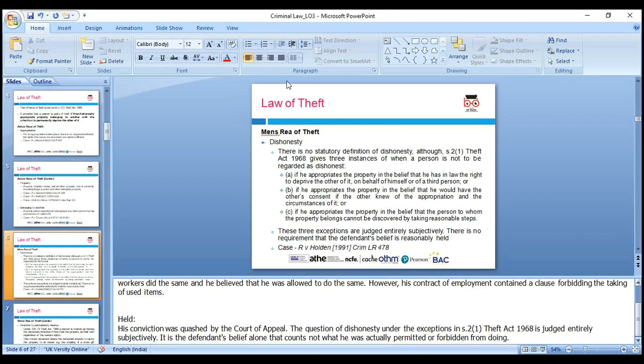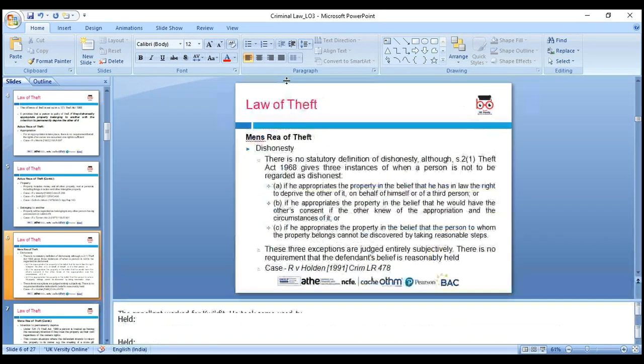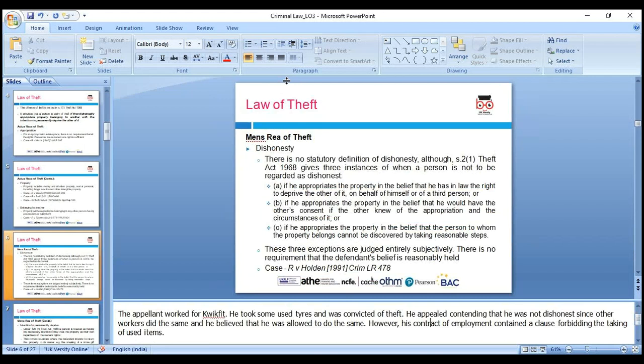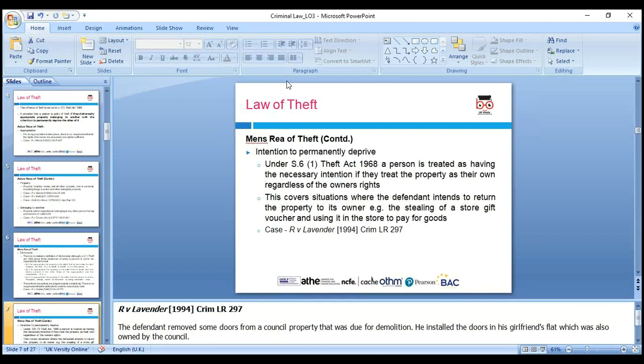Held: the conviction was quashed by the Court of Appeal, and the question of dishonesty under the exception to Section 2 of the Theft Act 1968 is judged entirely subjectively. It is the defendant's belief alone that counts, not what he was actually permitted or forbidden from doing. Does that make sense? Yes, it has been quashed because that wasn't correct. Okay, so then there are a good few case laws we can look at.